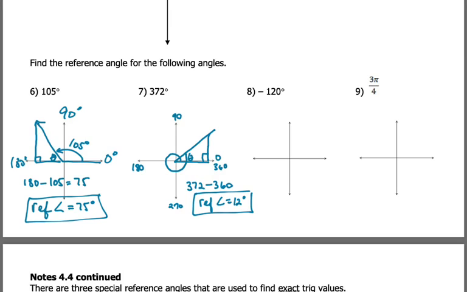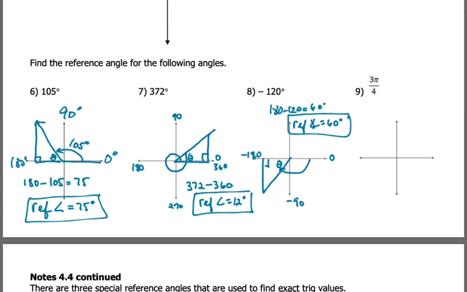All right, negative 120, that means we're going to go clockwise this time. So again, we're starting here at 0. This is negative 90. This is negative 180. So negative 120 will be over here. That's our terminal side. Theta, our reference angle, will be formed by that terminal side and the closest x-axis. So to figure out what that is, we're going to do 180 minus 120, and we get 60 degrees. Remember, your reference angle has to be positive. So we're going to say our reference angle is 60 degrees.